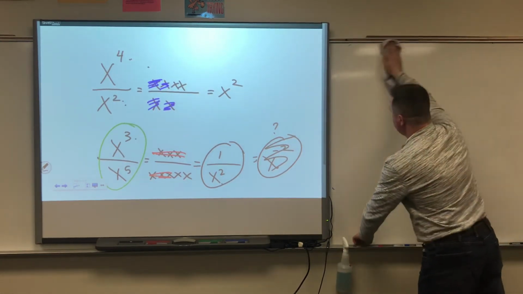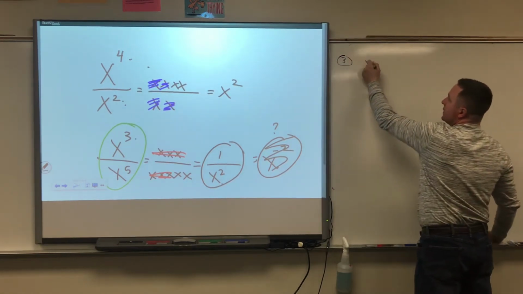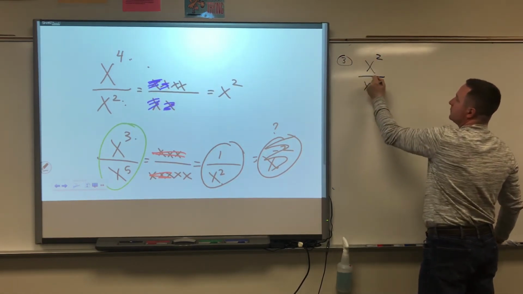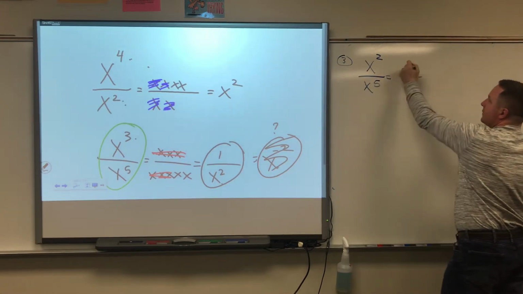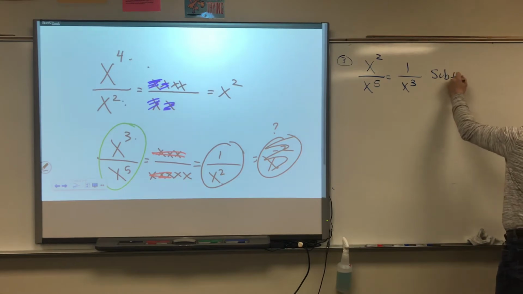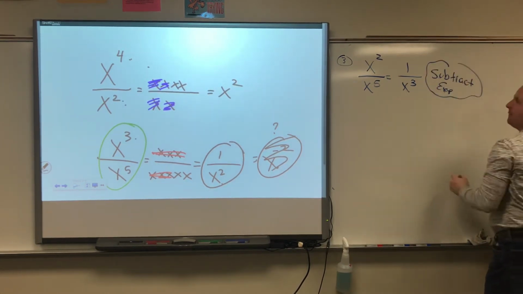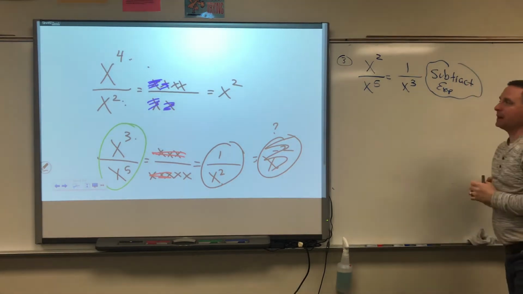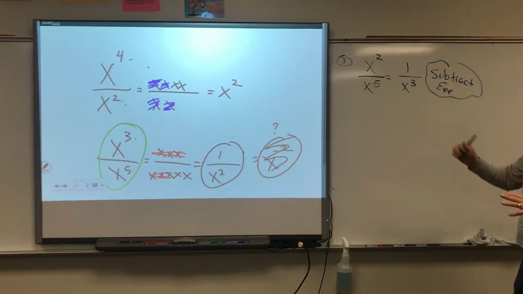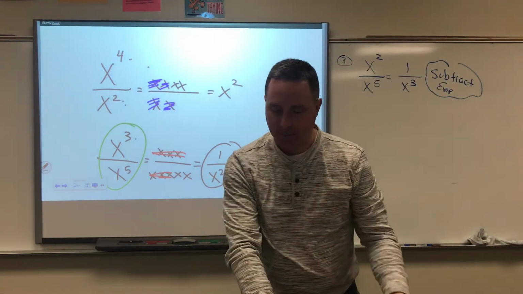Okay, so here's another one. The third property of exponents. This would be 1 over x to the 3rd. We subtract them. And again, it's just the bigger number minus the smaller number, and the answer is wherever the bigger number was. We'll look at more examples here in just a couple minutes.